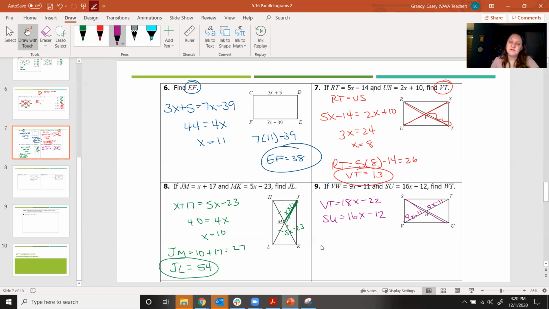Because it's a rectangle, the diagonals have to be congruent. So I can set these two expressions equal to each other and solve for x. So x equals 5. And now I'm going to find WT. WT is 9x minus 11. So that'll be 9 times 5 minus 11. So WT is equal to 34.